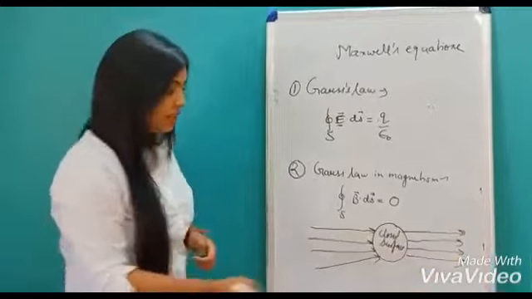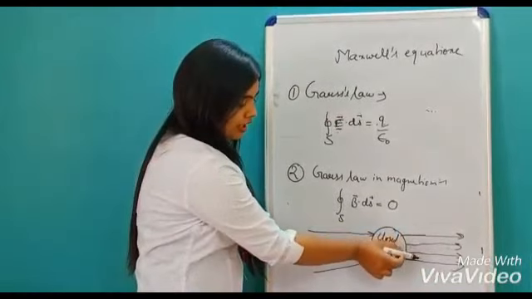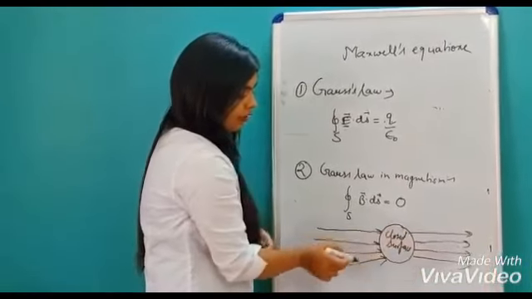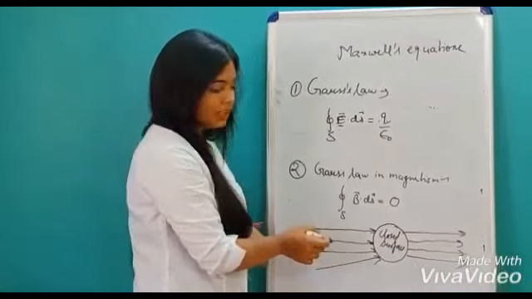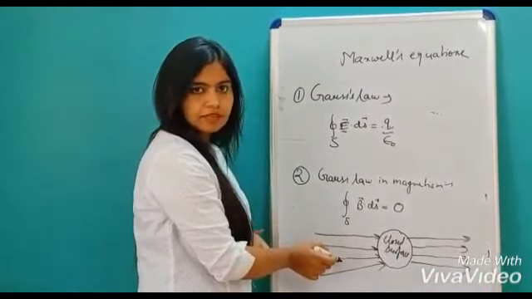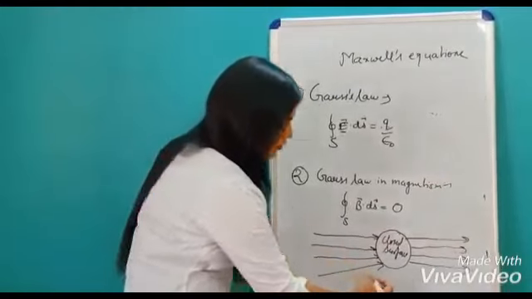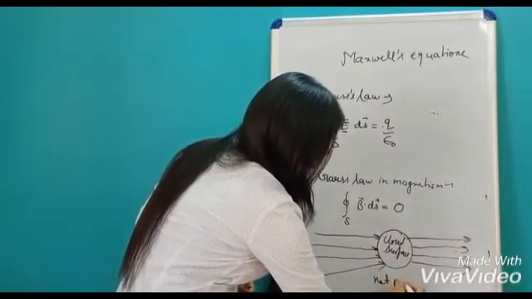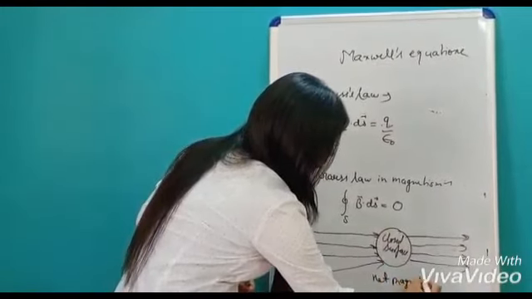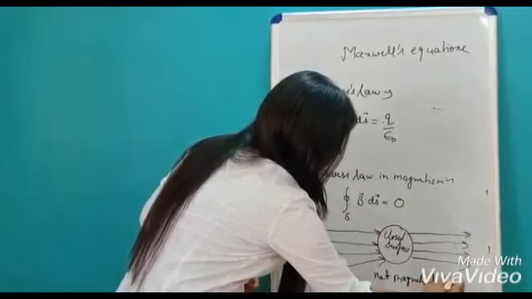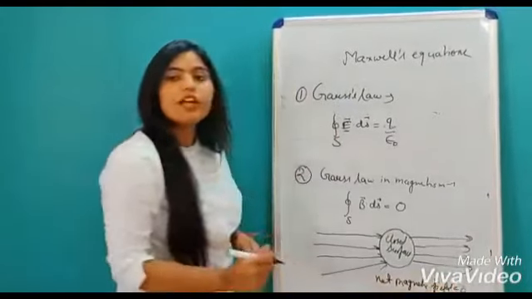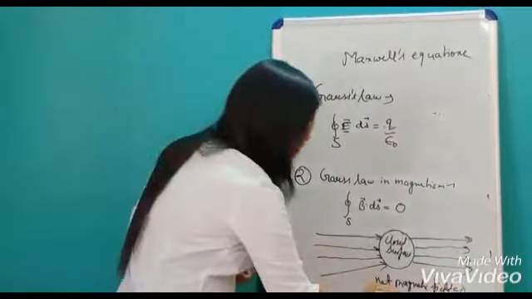Here we see that the number of magnetic field lines which are going out is equal to the number of magnetic field lines which are entering. So net magnetic flux is equal to 0. So divergence of B is equal to 0.